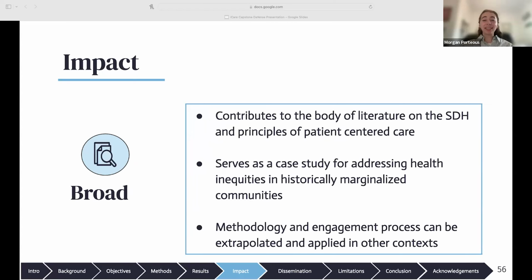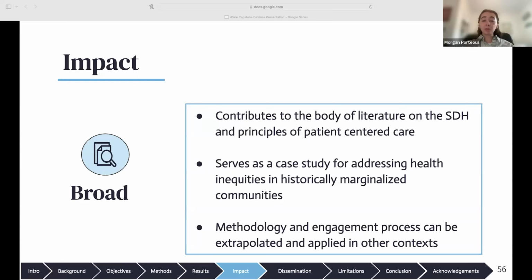Let's now take a step back to assess the greater relevance of this research outside of Lower Central Hamilton. Our work contributes to the body of literature on the social determinants of health and principles of patient-centered care, but we recognize that these contributions are not necessarily novel. Instead, we've substantiated what was already known about these topics and contextualized them within a specific community.